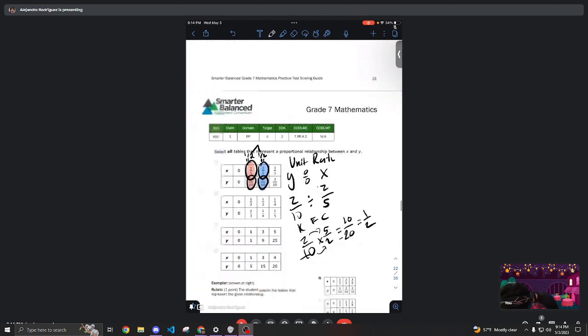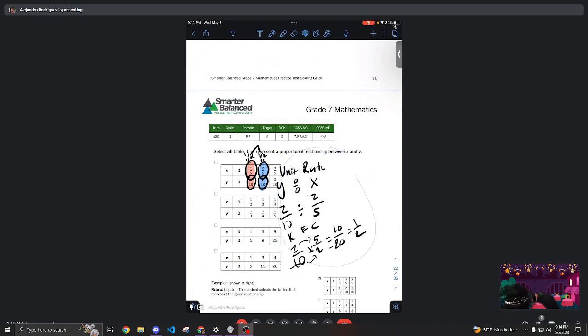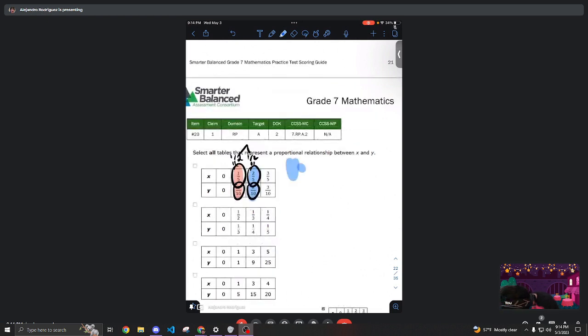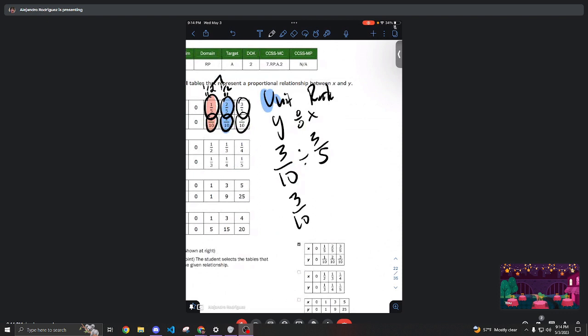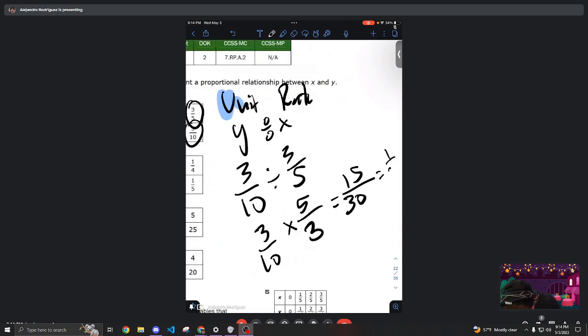All right, let's keep going. Delete all this. Again, let's do the unit rate. It's y divided by x. My y value here is 3 over 10. My x value is 3 over 5. I'm going to do KFC, keep, flip, change. 15 over 30, and that can be simplified to 1 over 2.